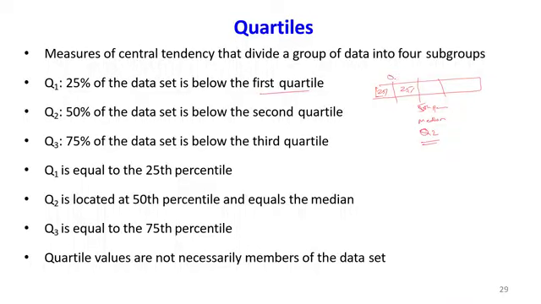Then this is Q1, this is Q2, and now this is Q3. This is another 25 and this is another 25. So for the first quartile, Q1, 25% of the data is below it. For the second quartile, 50% of the data is below it, and 75% of the data is below the third quartile. This is 25 plus 25 plus 25, all 75%. Now Q2 is located at the 50th percentile and is equal to the median, and Q3 is equal to the 75th percentile.